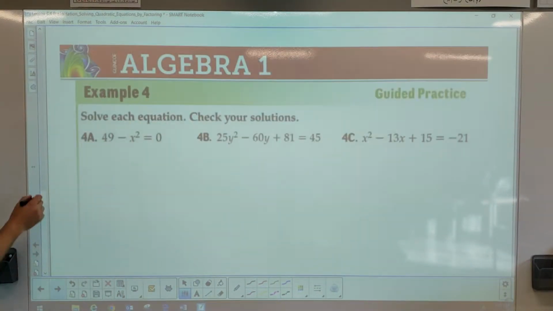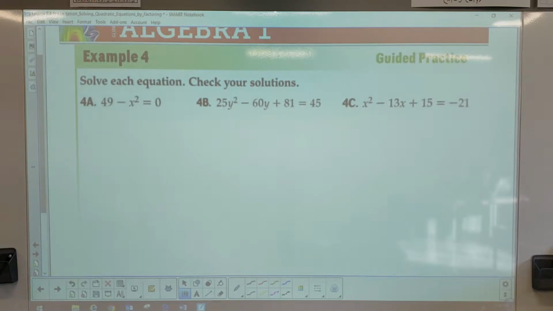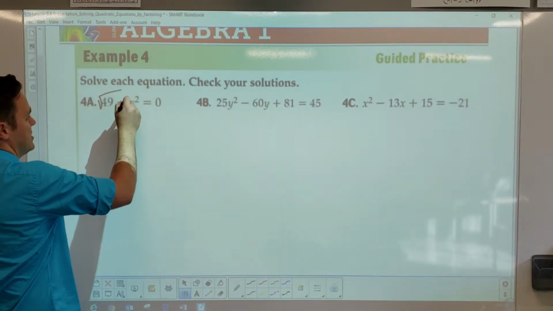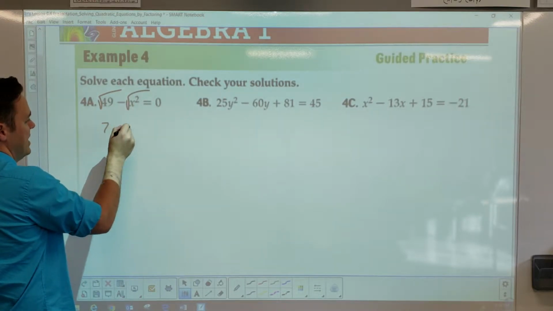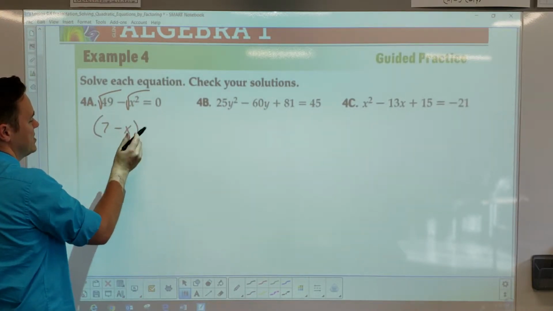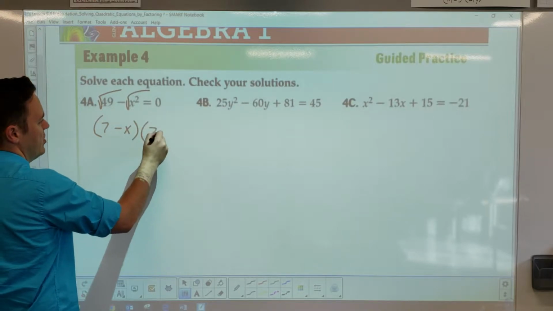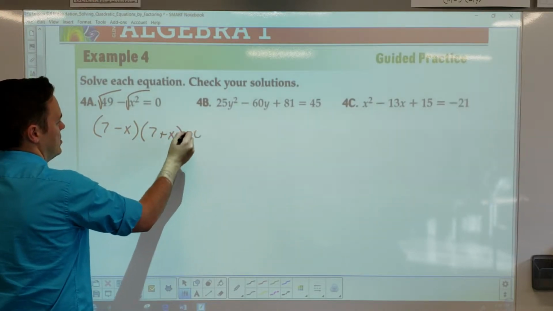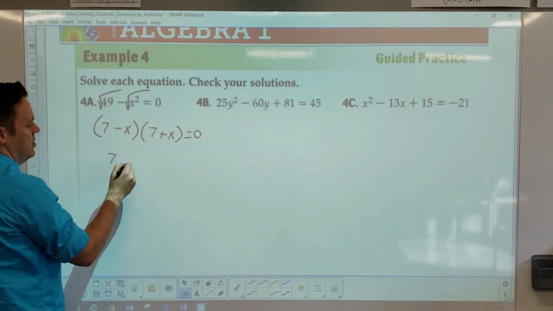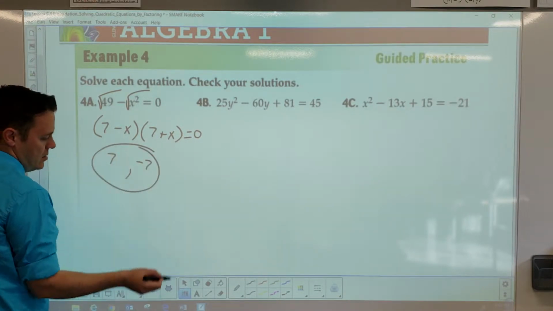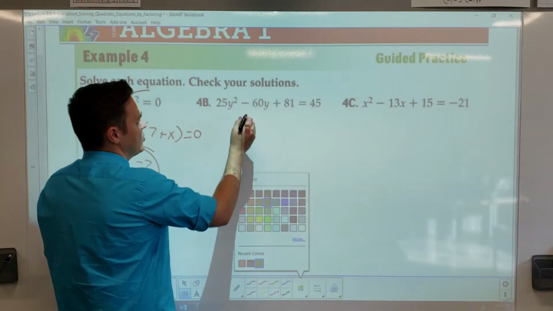All right, here's some other ones, ladies and gentlemen. Go for it. All right, square root. Can you take the square root of this and this? Yeah, you can. It's 7 minus x. The problem is where's the other half? Remember the rule. So my answer here would be 7 and negative 7. Okay? This one right here.